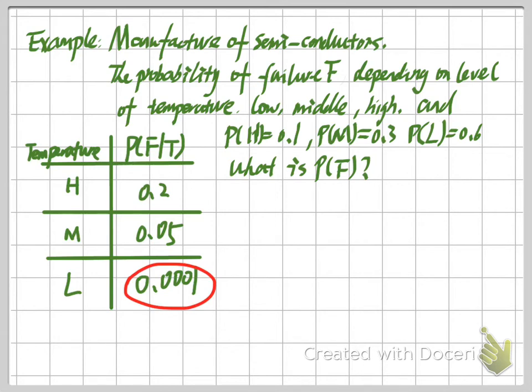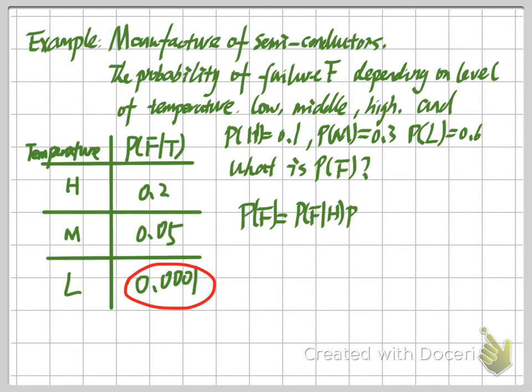What more information do we have? We have three probabilities. These are the probabilities that we will get a high temperature, a middle temperature, and a low temperature. The values of the three probabilities are 0.1, 0.3, and 0.6, and we know the sum of these three numbers is equal to 1. So for all of the manufacturing, we will only have these three cases of temperature. If we want to compute the probability of F, then because the previous three temperatures already cover all of the cases, we can use the total probability rule to help us compute this.